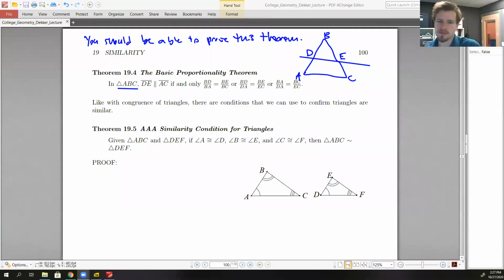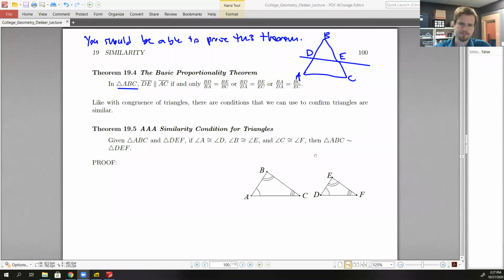Welcome back to geometry. We want to continue taking a look at section 19 on similarity. In the previous video, we introduced similarity and took a look at one of the theorems, which we did not prove. I'd like to make a couple of comments about that theorem again before we move on, and then look at the theorems for similarity conditions for triangles.